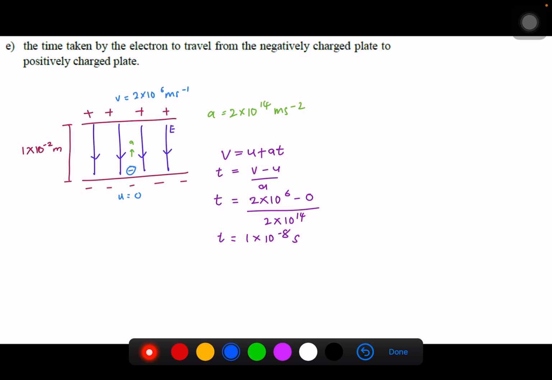V is 2 times 10 to the power 6, this one from the question itself, minus 0 because U equals 0, divided by A, the value that we got just now. And then you will get time equals 1 times 10 to the power of negative 8 seconds. So notice that this one happened very quickly. It is even less than 1 second, the time required for the electron to travel from the negative plate to the positive plate.